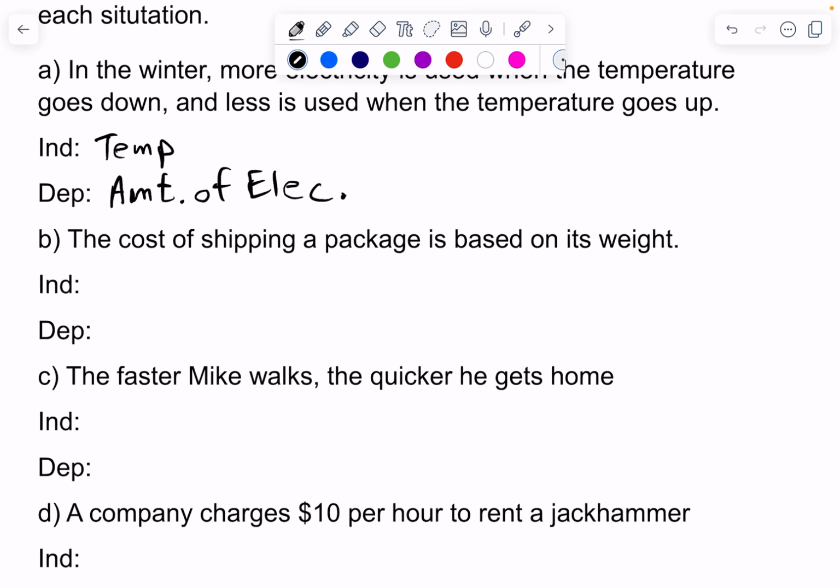The cost of shipping a package is based on its weight. What is the independent variable here and what is the dependent variable here? Hopefully you thought the independent was the weight. And the dependent here is, of course, the cost. And it makes sense because the heavier the package is, the more it will cost to ship it.